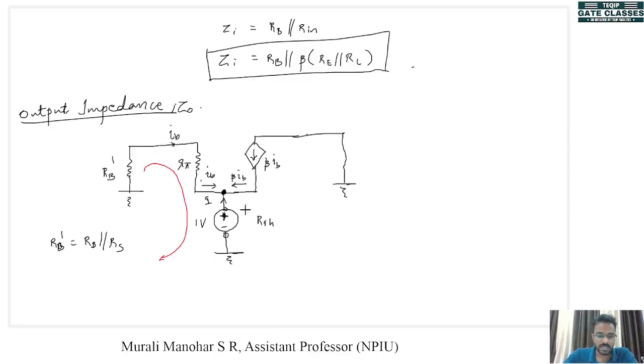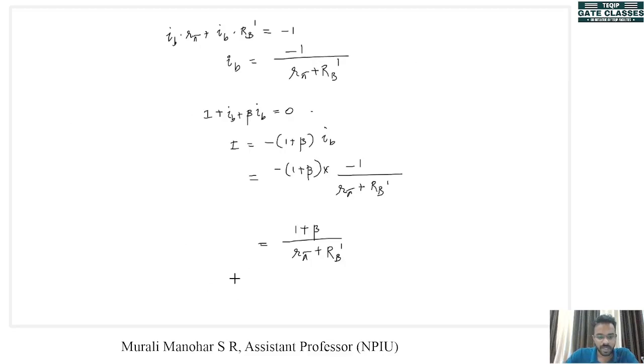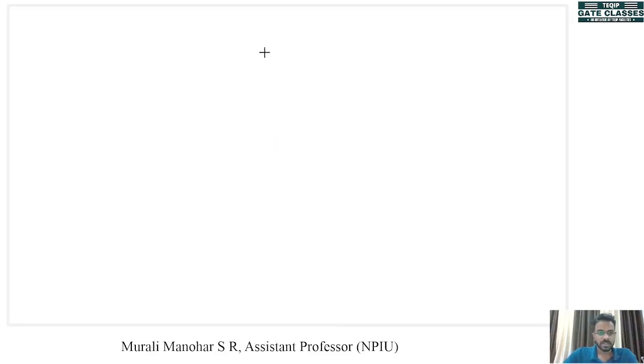So the resistance here will be V divided by I. You can write RO is equal to V divided by I. V is 1, so it is 1 by I, which is given by R pi plus RB dash divided by 1 plus beta. So this output resistance is nothing but the output impedance. So output impedance is given by RB dash plus R pi divided by 1 plus beta.